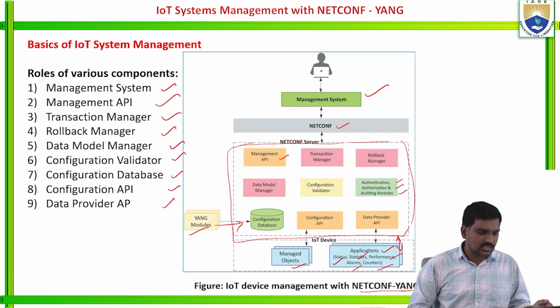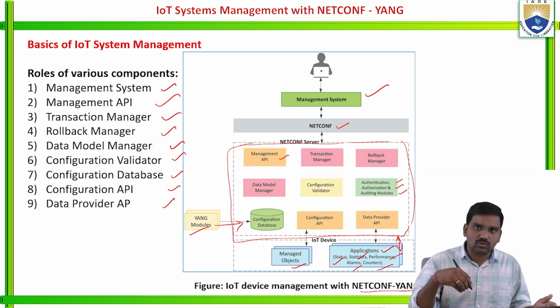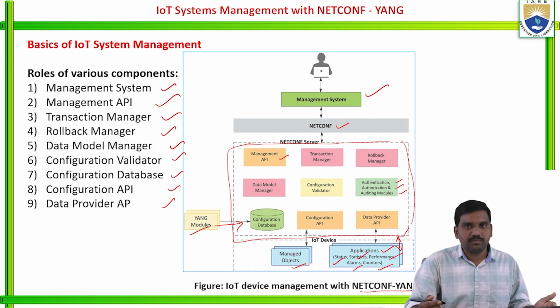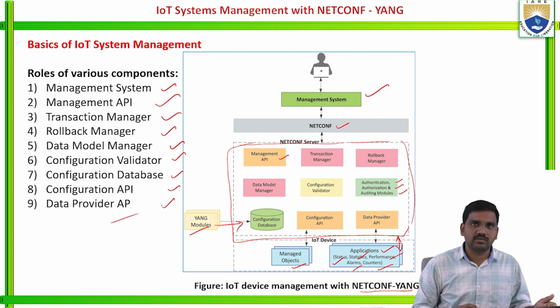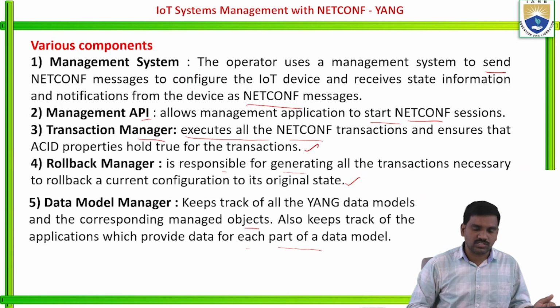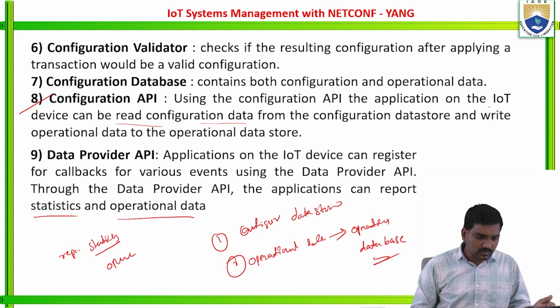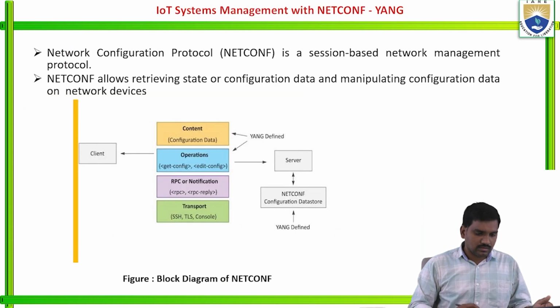So these are the things of IoT system management with network configuration. It includes various components like the management system, management API, and data provider API. So these are the components of IoT system management with network configuration. Next, it is the network configuration block diagram.